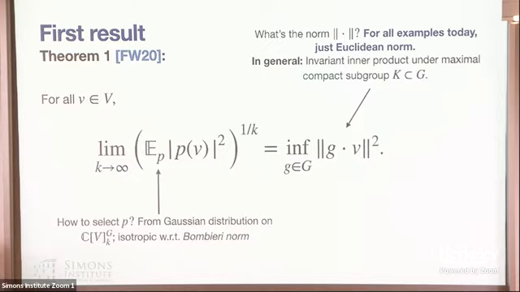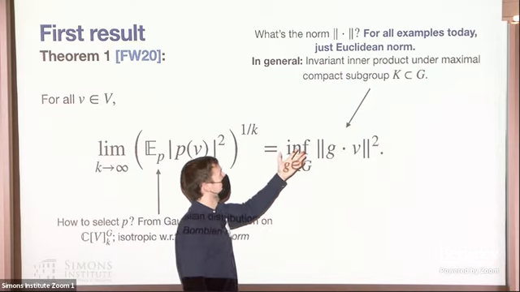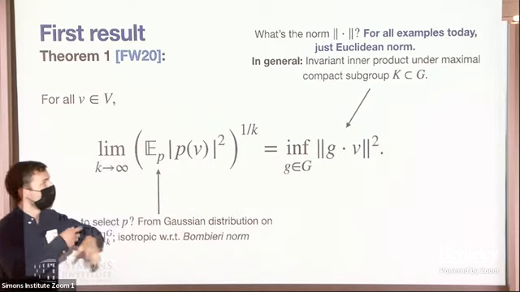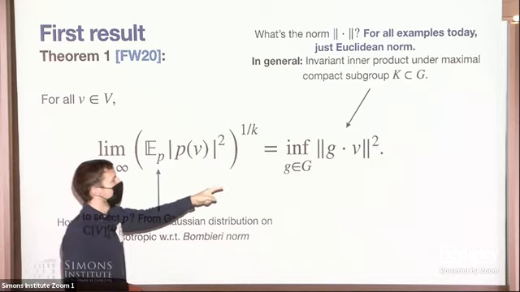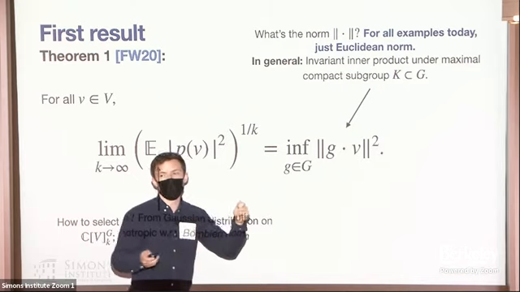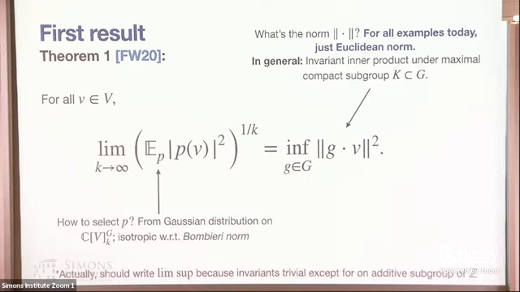And what about this norm? Well, I said it's just Euclidean, but you have to specify a basis for that. In general, it's going to be an invariant inner product under some compact subgroup. For example, if G was GL_n, then it should be a U_n invariant inner product. But for all the examples we're going to look at today, it's going to be obvious what it is. It's just going to be the Euclidean norm in some obvious basis. Yeah, so I said this already. Okay, any questions?